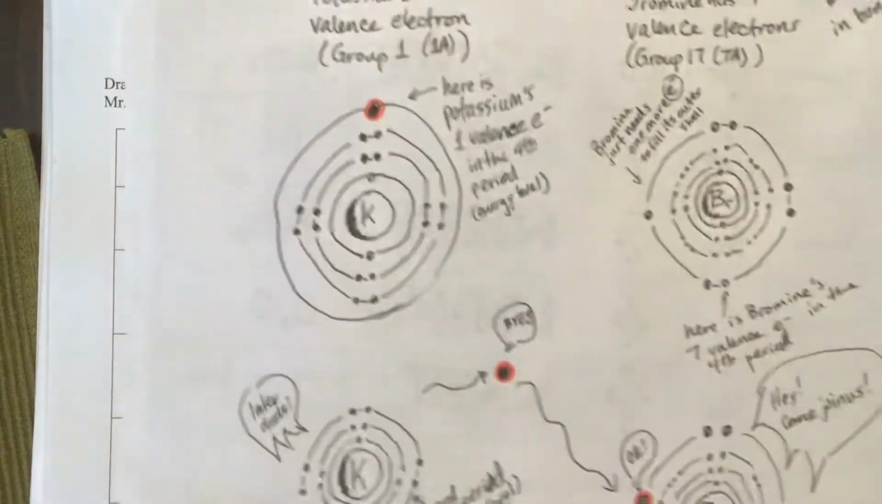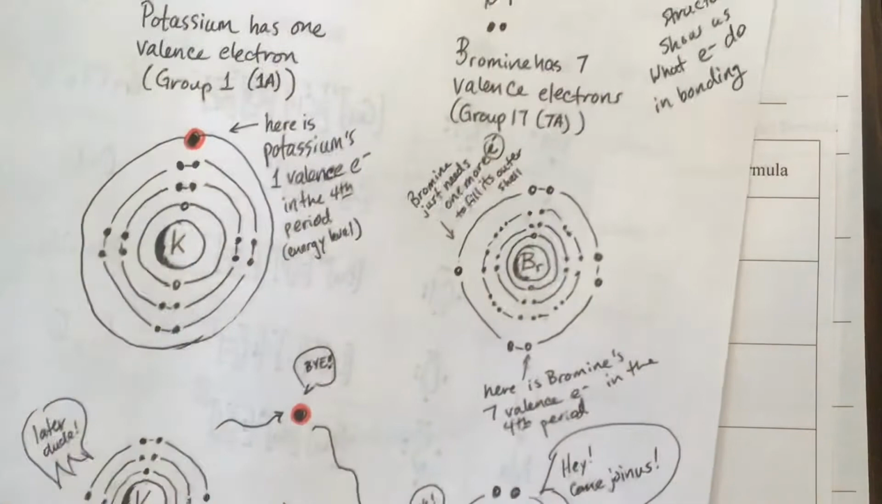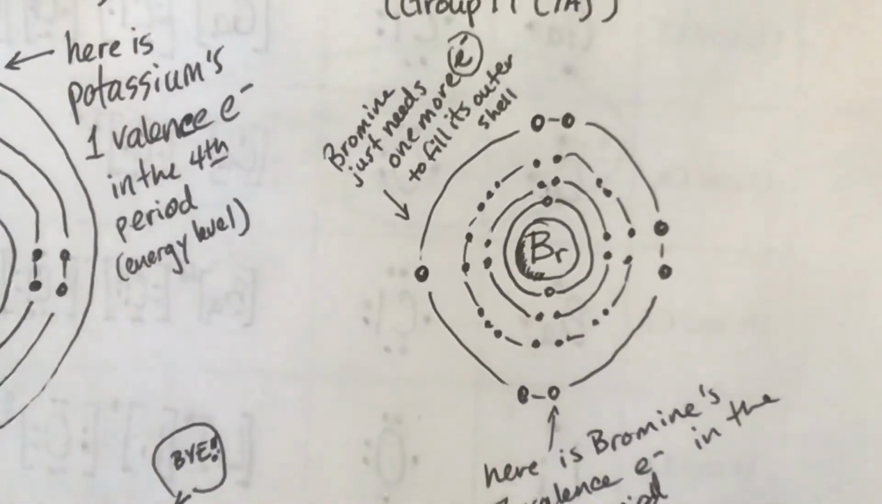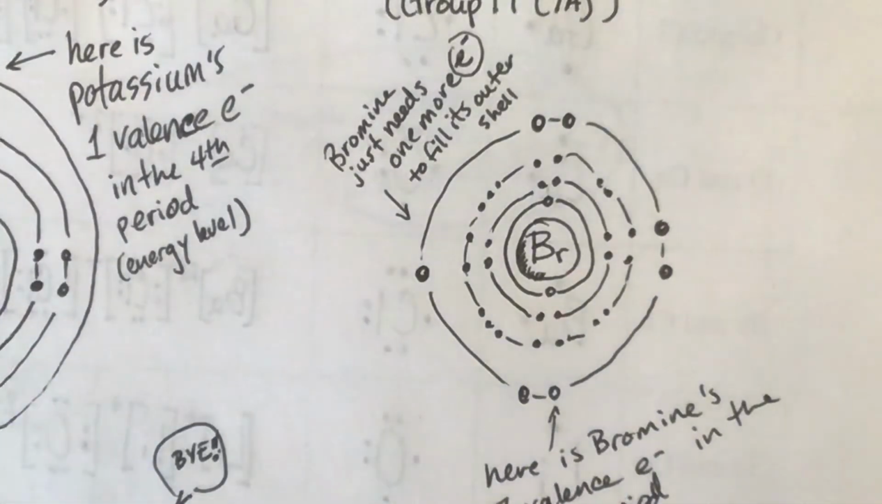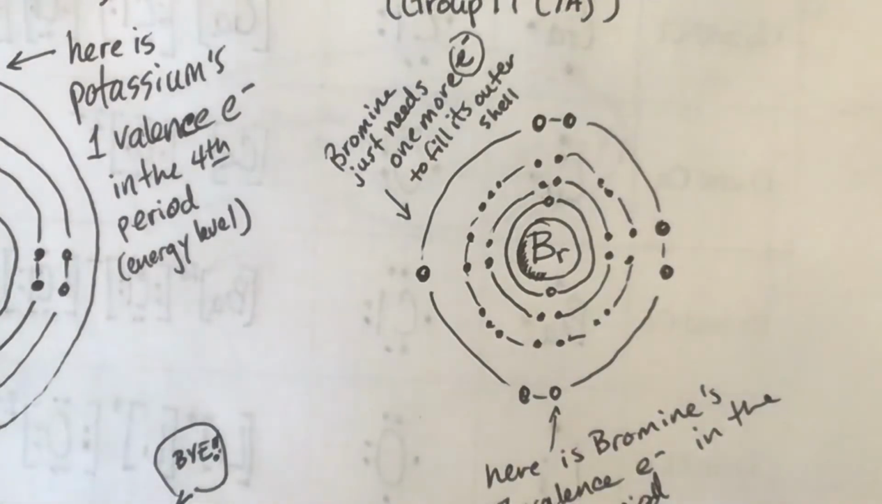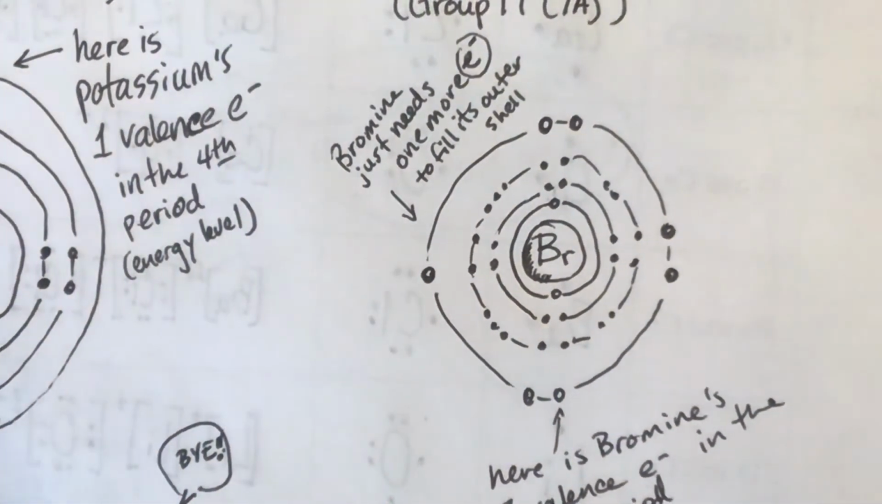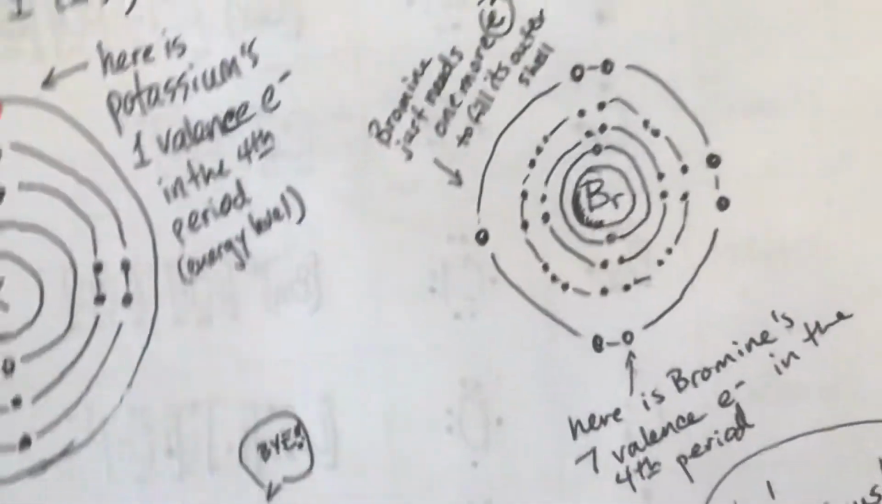So now let's go look at the bromine. Here's the Bohr diagram for bromine. It's got 2 electrons in the first, 8 in the second, actually 18 in the third energy level, but it has 7 valence electrons in the fourth energy level. Wow, it just needs that one more electron and it would have a full 8, right? So here are the 7 valence electrons in the fourth energy level.